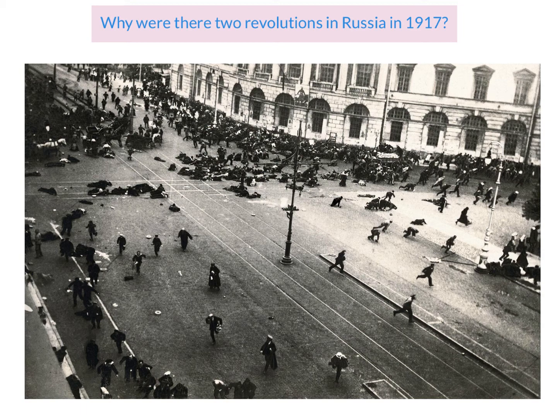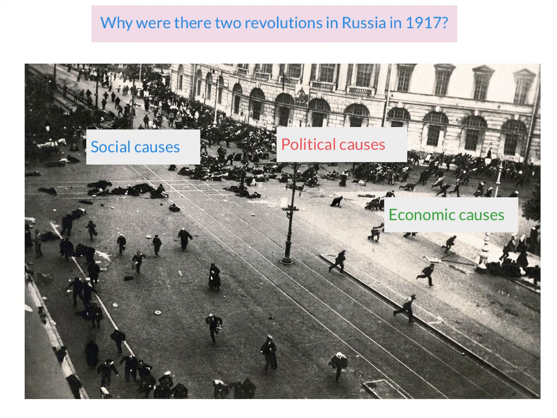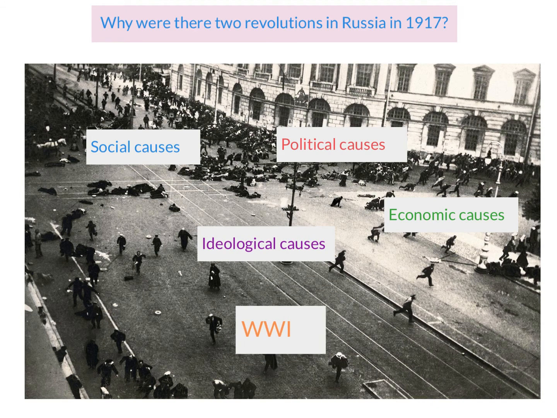The longest term causes are the social, political and economic causes of the revolution. So we're going to be starting with those. In the slightly shorter term, we'll be also thinking about the ideological causes and then the trigger for the February Revolution, which is the First World War.